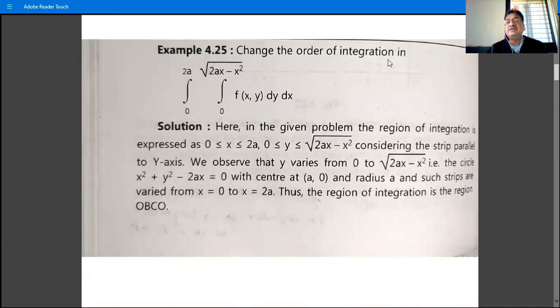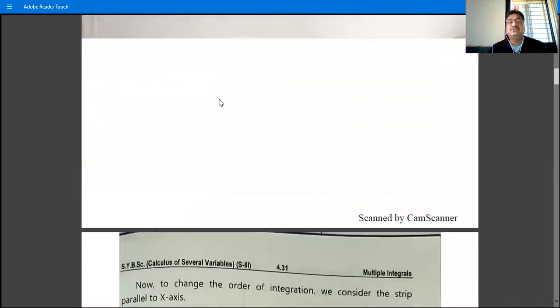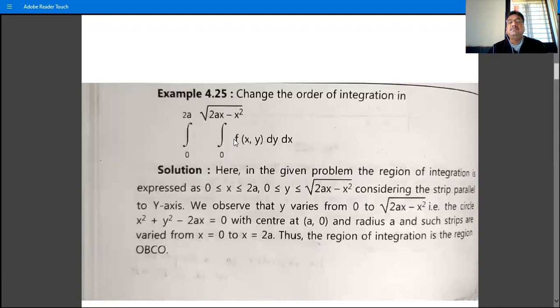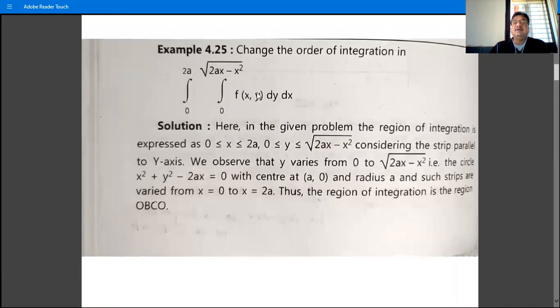So in order to change the order of integration, the figure is important. So first draw the figure, and the integrand is not important. Here the integrand, that is the function whose integration we have to find, f(x,y), is not given, and it is not required to change the order. The changing of order depends on the limits.